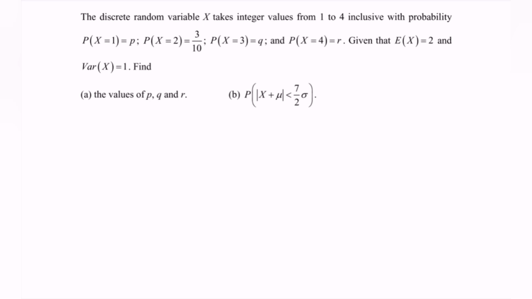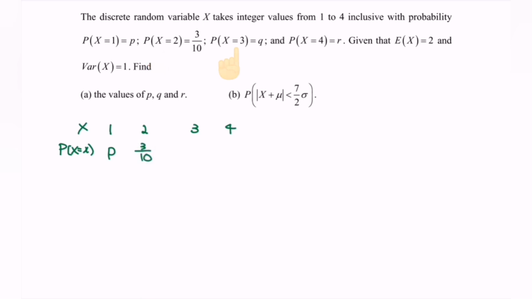In this video, I'm going to discuss the example for random variable. The discrete random variable X takes the integer values from 1 to 4 inclusive, with the probabilities where the random variable X is equal to 1, 2, 3, and 4. The probability when X is equal to 1 is P, followed by when X is equal to 2, which is 3 over 10.